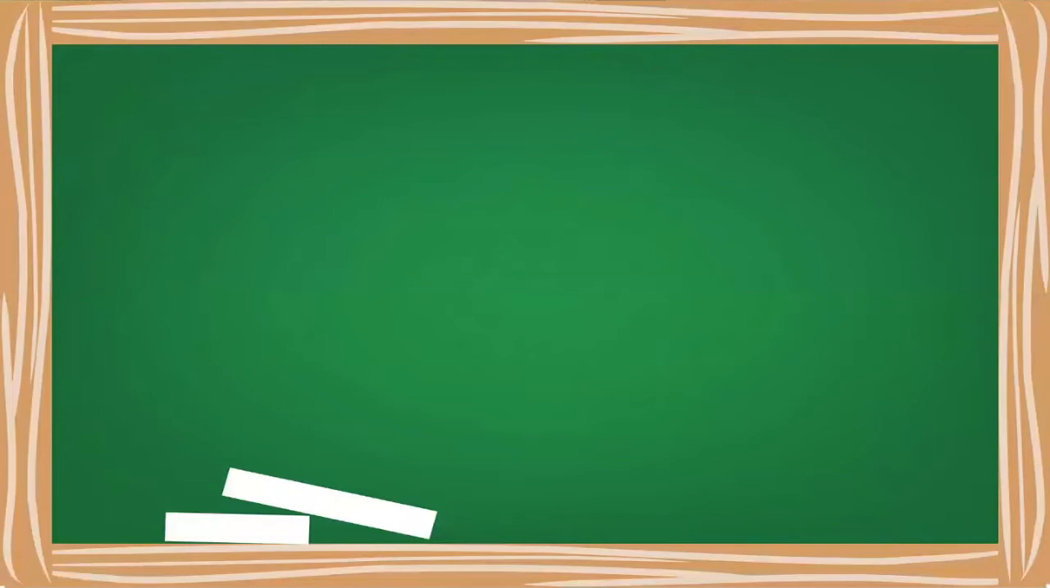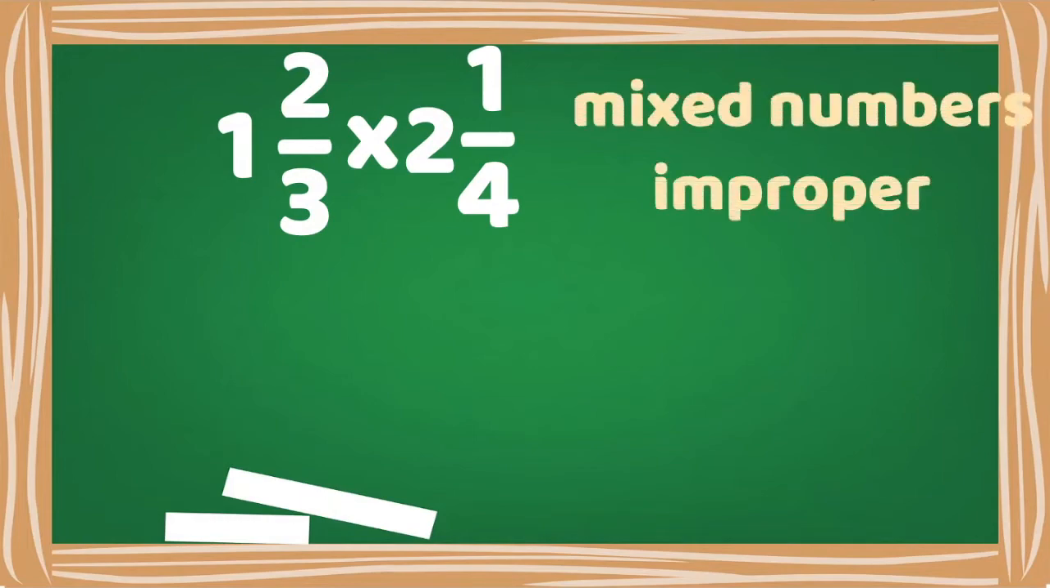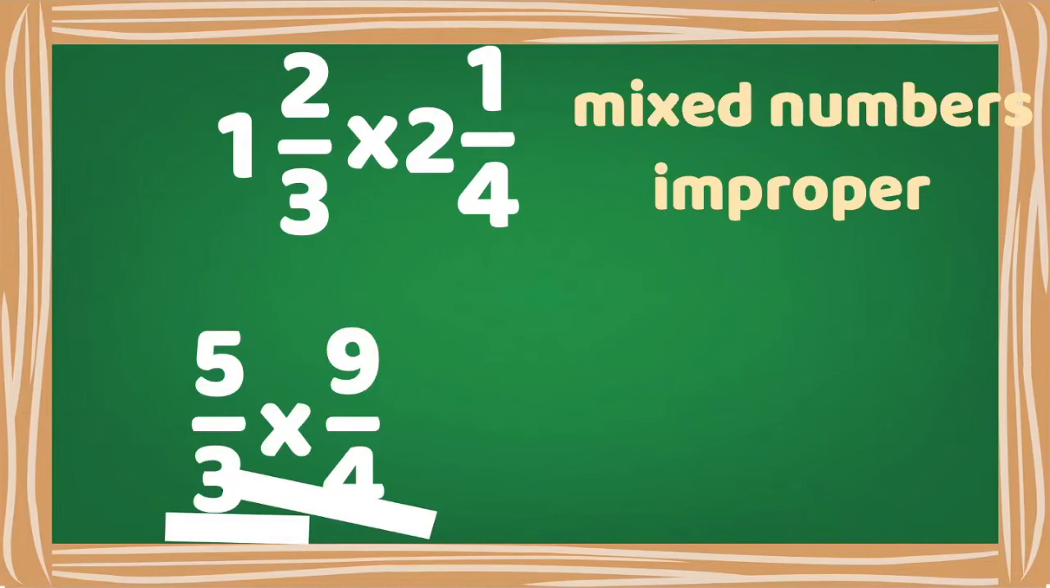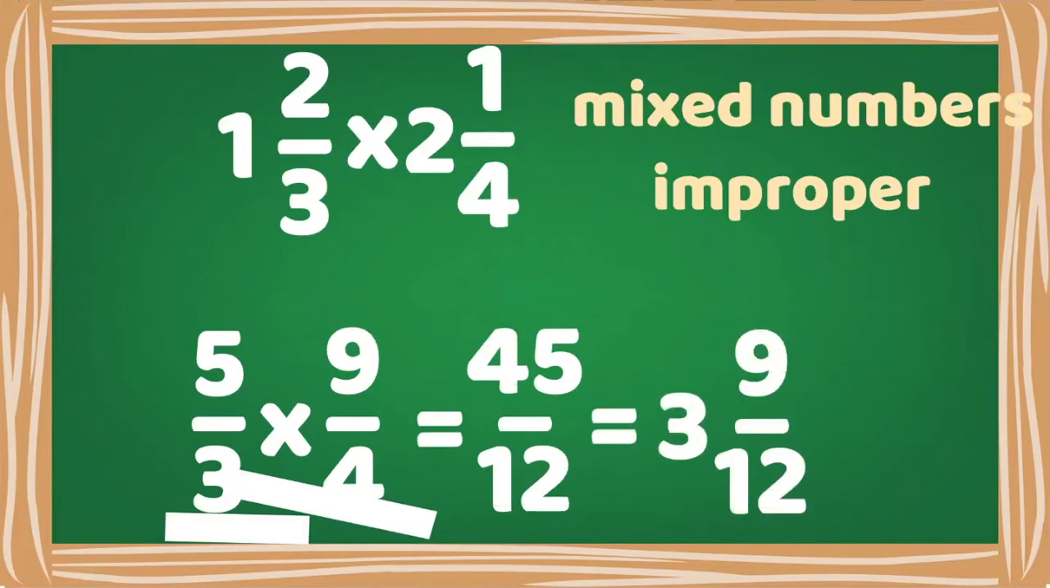What if our fraction is a mixed number like this? 1 and 2/3 times 2 and 1/4. All you have to do is to change the mixed number into improper fraction, then multiply like before. If we change these mixed numbers into improper fractions, this problem becomes 5/3 times 9 over 4, which when multiplied is equal to 45 over 12, or 3 and 9 over 12. When we simplify this by dividing by the GCF, the final answer is 3 and 3/4.